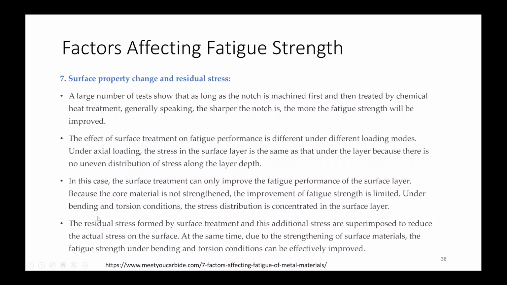Under bending and torsion conditions, the stress distribution is concentrated in the surface layer, and the residual stress formed by surface treatment and this additional stress are superimposed to reduce the actual stress on the surface. At the same time, due to strengthening of the surface material, the fatigue strength under bending and torsion conditions can be effectively improved.